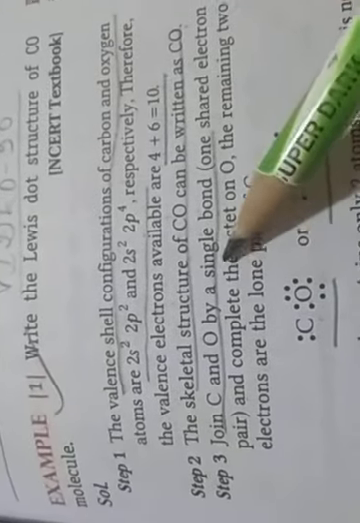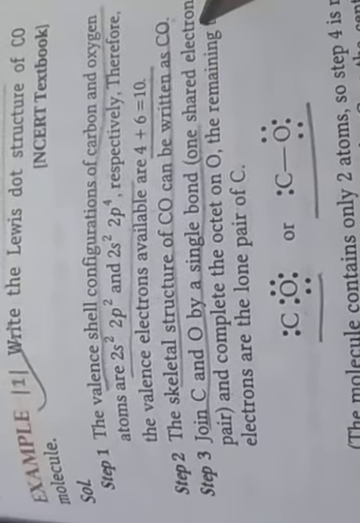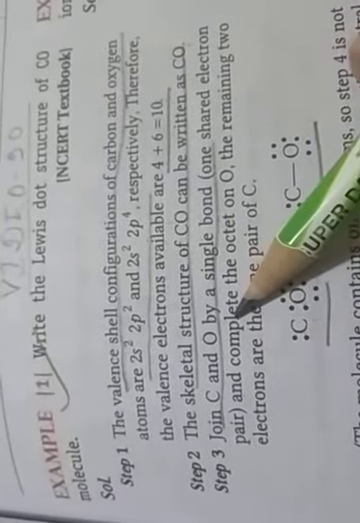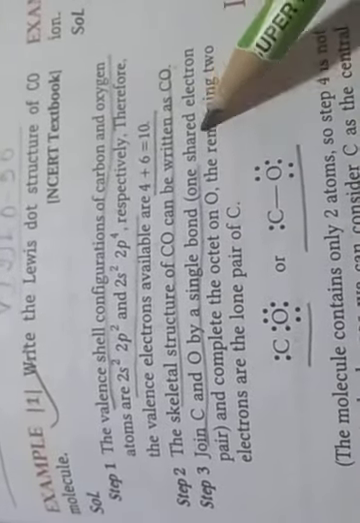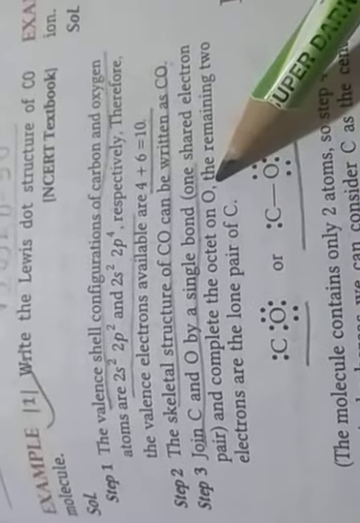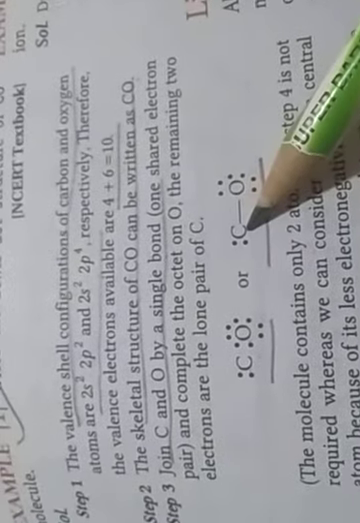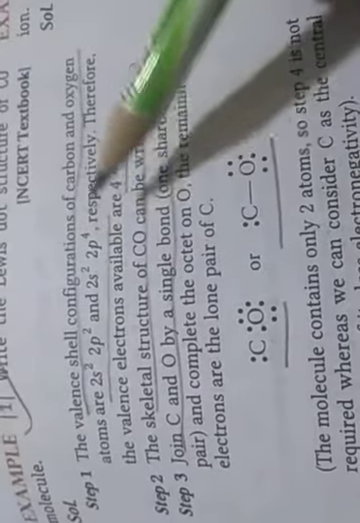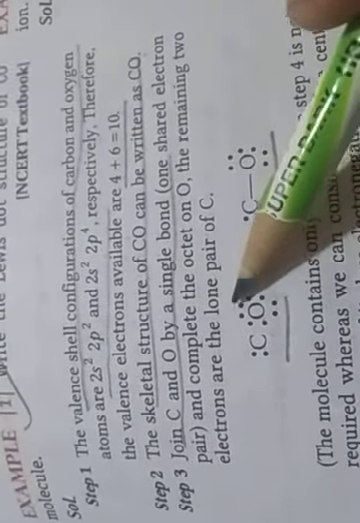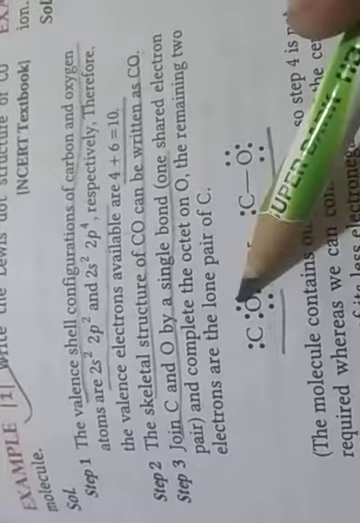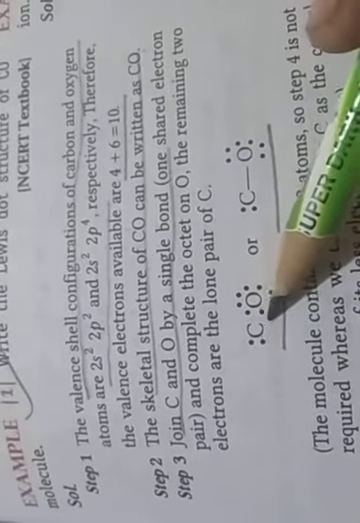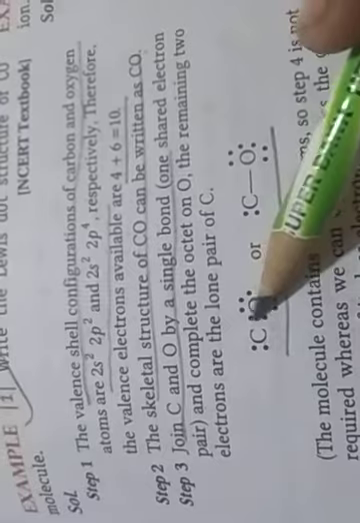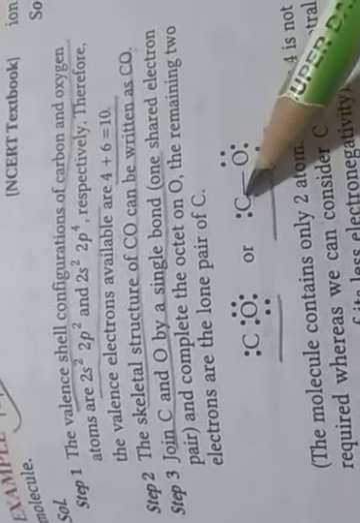The second step: the skeletal structure of CO can be written as CO. Join the C and oxygen by a single bond, one shared electron pair, and complete the octet on oxygen. Here you see carbon has 4 outer shell electrons and oxygen has 6. Oxygen has 6 and carbon has 4, and these two electrons form the single bond. So this is the Lewis dot structure.